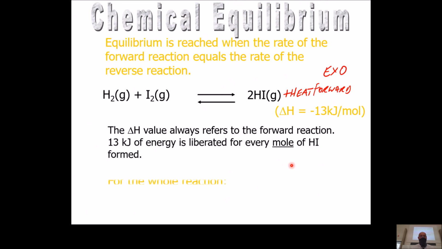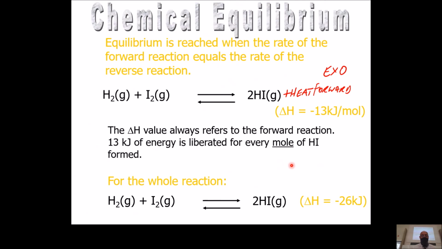So let's look at a couple of examples. This is a reaction that's fairly well known. It's hydrogen and iodine reacting to form hydrogen iodide gas. Delta H is quoted here, -13. So that's telling you it's exothermic.